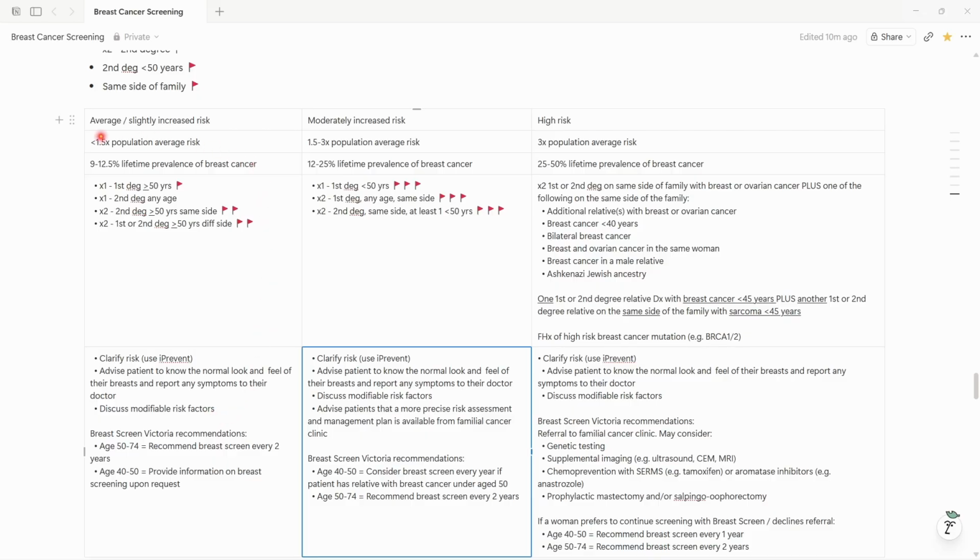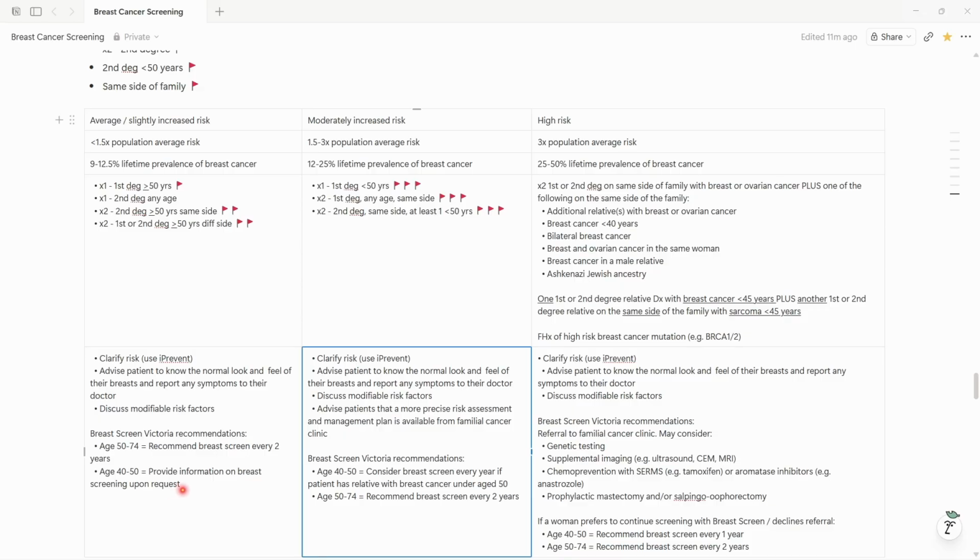For patients who come under this average or slightly increased risk of breast cancer category, the recommendation is for them to have normal breast cancer screening. That is, from the ages of 50 to 74, they should have a breast screen mammogram every 2 years. And if they are 40 to 50, they can opt in to have a mammogram should they want to after discussing with their doctor.